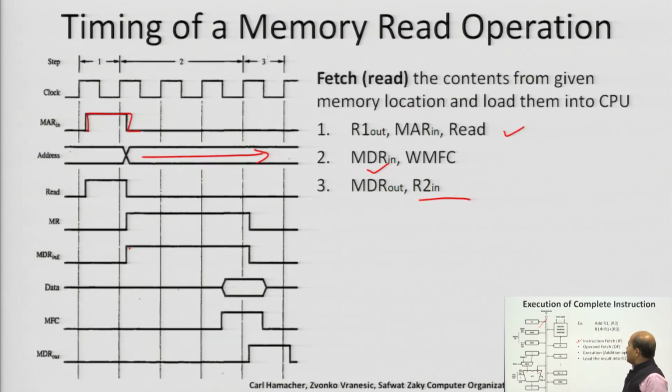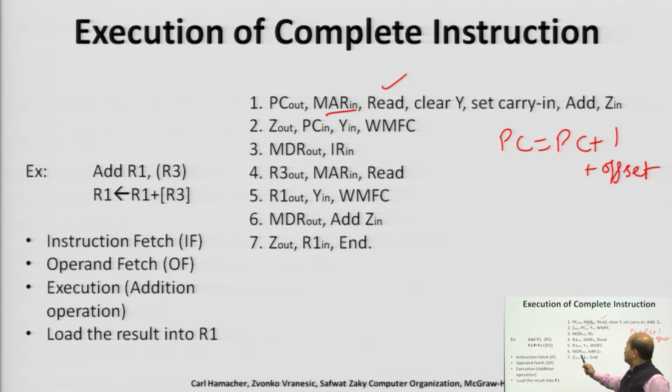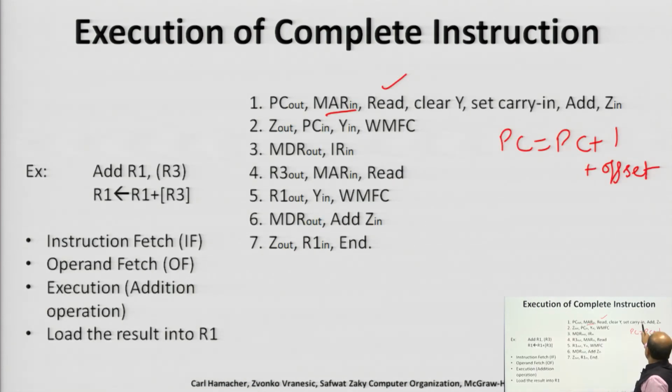And the other operand is the Y operand, which should be clear, which should be 0. So, 0 will be passed through this input, and we can set the carry equal to 1, because we are going to perform PC equals PC plus 1. So, we have to set this carry. That is why C in equals 1 in this case, and we perform the add operation in the ALU, and the result will be stored in Z. So, Z in will be opened.